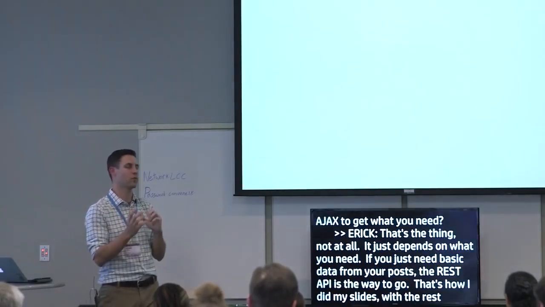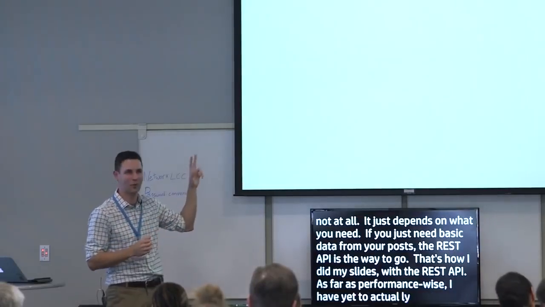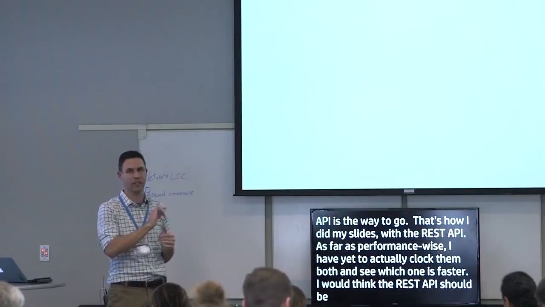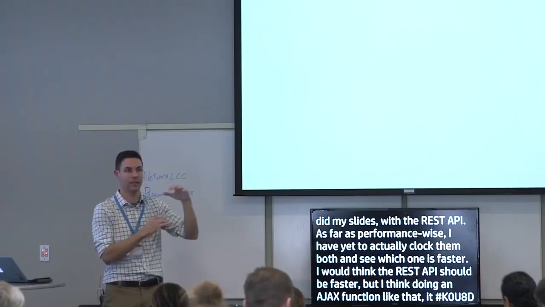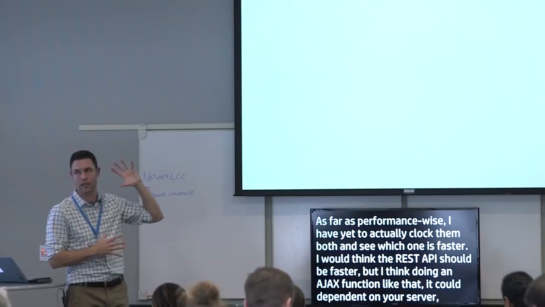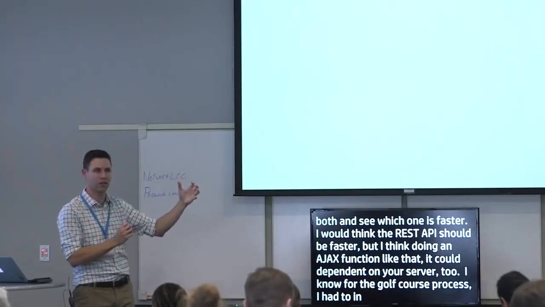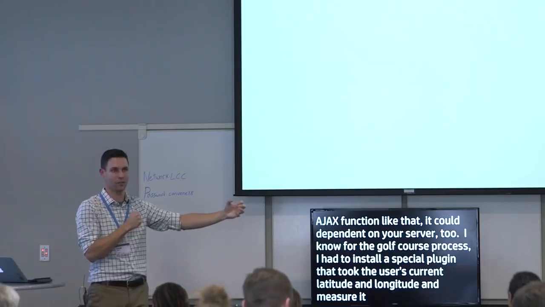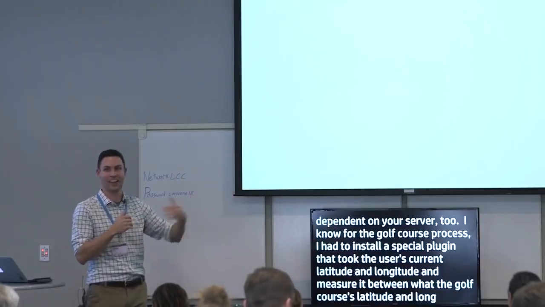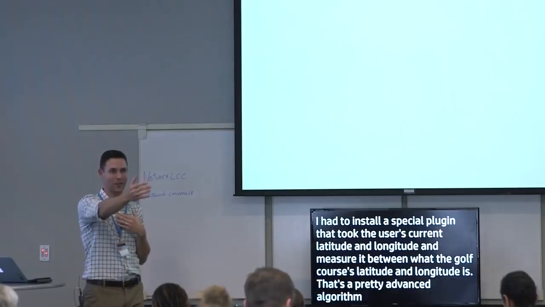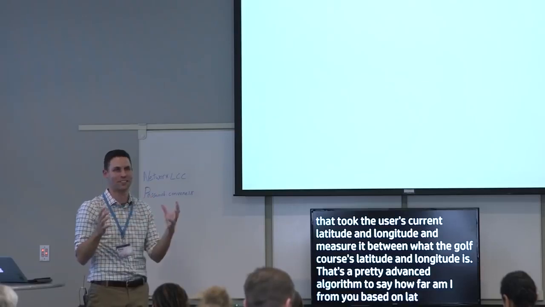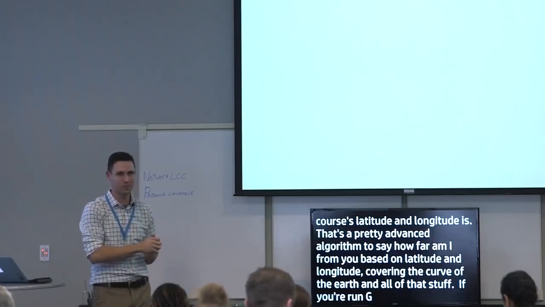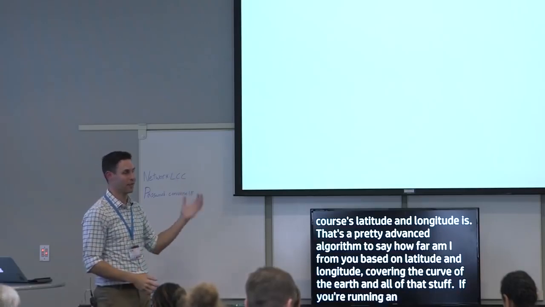As far as performance-wise, I have yet to actually clock them both and see which one is faster. I would think the REST API should be a little bit faster, but doing an Ajax function like that could depend on your server too, and how big that process is. For our golf course project, I had to install a special plugin that took the user's current latitude and longitude and measured it against the golf course's latitude and longitude. That's a pretty advanced algorithm to work out how far I am from you, since they have to cover the curve of the earth and all that fun stuff. If you're running an algorithm like that, it could be pretty server intensive. But I couldn't do that with the REST API. That's why we had to do that.